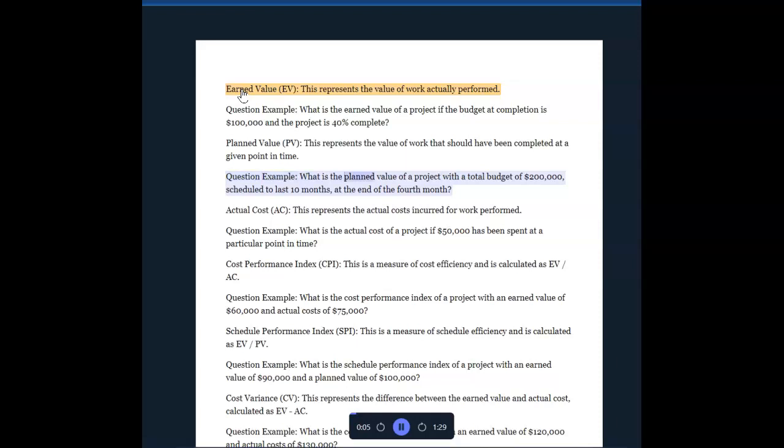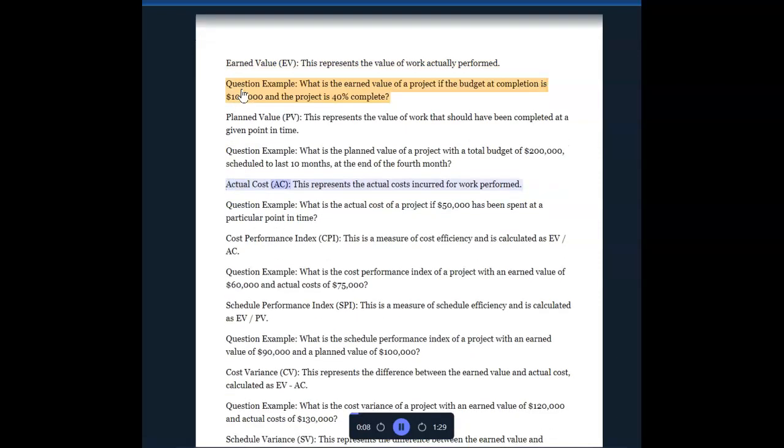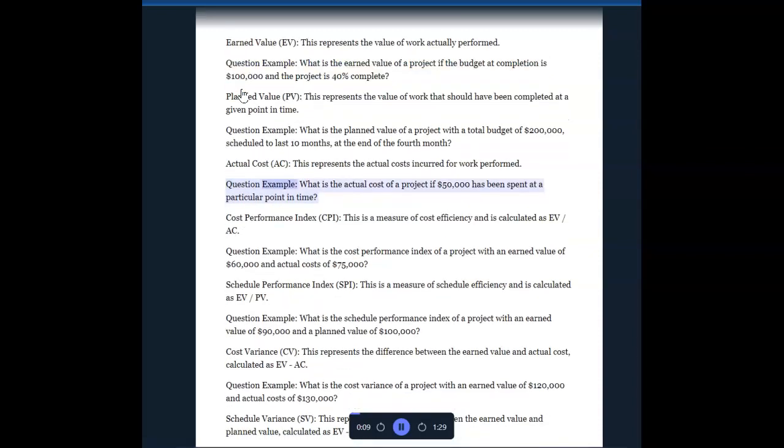Question example: What is the planned value of a project with a total budget of $200,000, scheduled to last 10 months, at the end of the 4th month? Actual cost, AC. This represents the actual cost incurred for work performed. Question example: What is the actual cost of a project if $50,000 has been spent at a particular point in time?